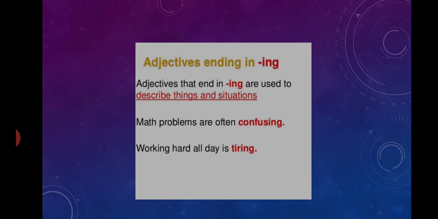In this case, number 1, math problems are often confusing. I'm describing the cause of how I feel. If I feel confused, tell me what's the cause. The cause is the math problems, so they are confusing. Number 2, working hard all day is tiring. So again, I'm describing the cause of how I feel. I'm tired, or I feel tired, because my job is tiring.